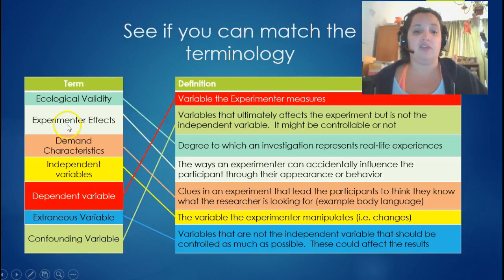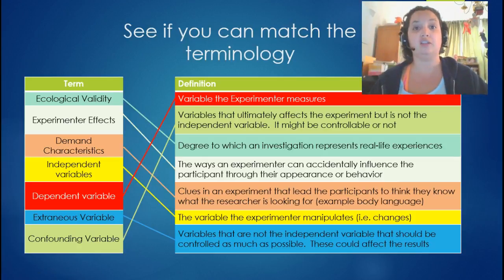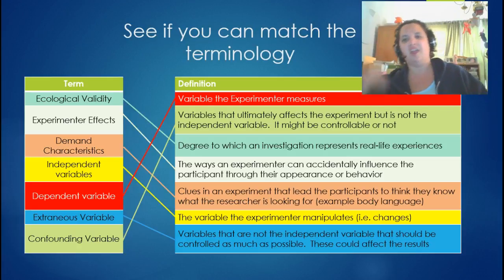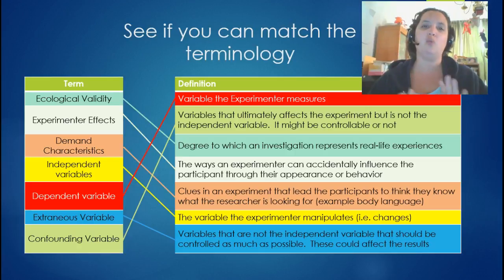An experimenter effect. How does an experimenter accidentally influence the participant through their appearance or behavior? If I come in wearing a nice white lab coat and my hair is done well and I have a little bit of makeup on and I start talking to you, I have a clipboard, you're going to take me very seriously. But if I walk in like this, in my exercise clothes and my hair is a mess and I have no makeup on, and I'm like, yo, you want to do an experiment? You may not react to me in the appropriate way. So I have to watch as an experimenter that I present myself appropriately to each of the subjects in the experiment.